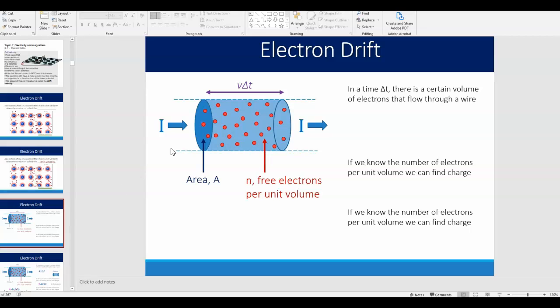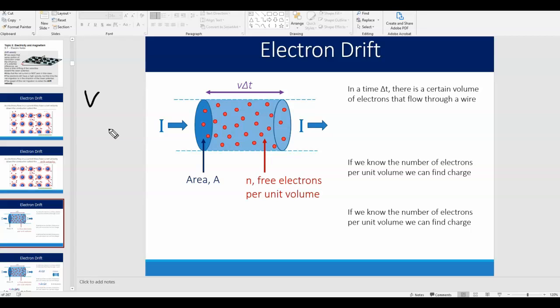Now, there is an equation which is given to you to let you calculate drift velocity, and we'll talk about it in just a second. But basically, the idea of the equation is, let's say you have the current I. That's how many coulombs are flowing past a point in a wire per second. Now, in a certain time, delta t, there's a certain volume of electrons that flow in a wire. So a wire is like a cylinder. So imagine the drift velocity is v.